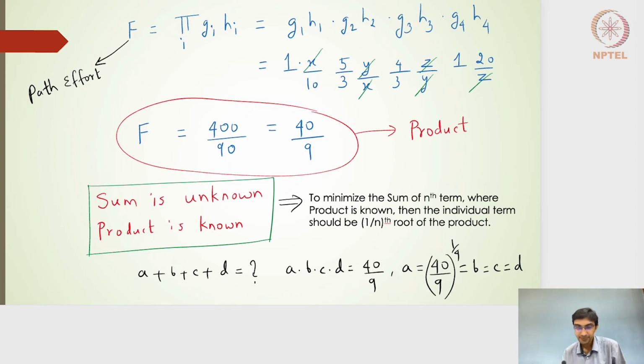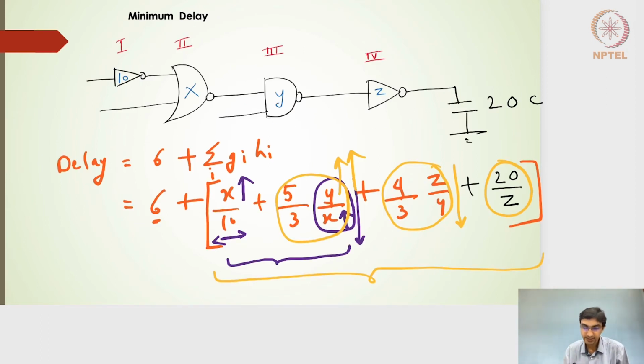So I'm going back to this particular slide. Let's say that I have this particular value as A. I have 5 by 3 into y by x as B. So this is my B value. And 4 by 3 z by y as C. And 20 by z as D value.